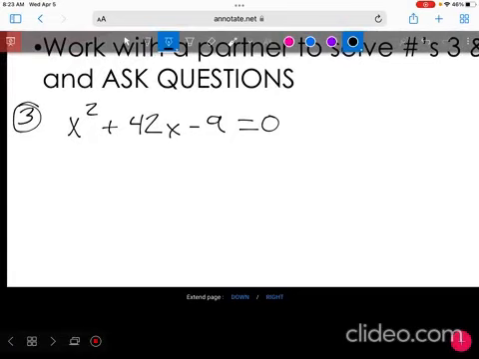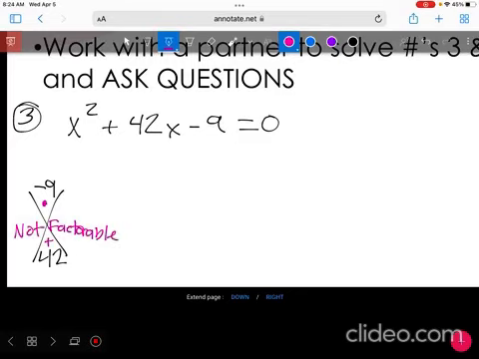But if we look at that and we try and factor it, our a times c, we get negative 9 on the top and a positive 42. And there's not a pair of numbers that multiplies to be negative 9 and adds to be positive 42. If we did it backwards, I think it works, but that's not going to work. So this isn't factorable. So that doesn't work.